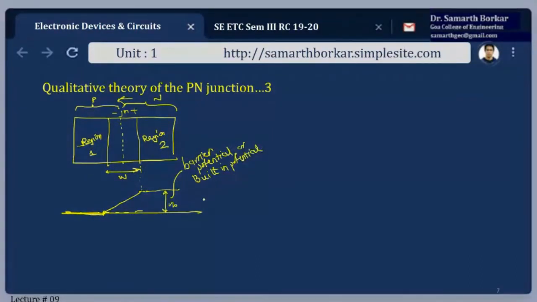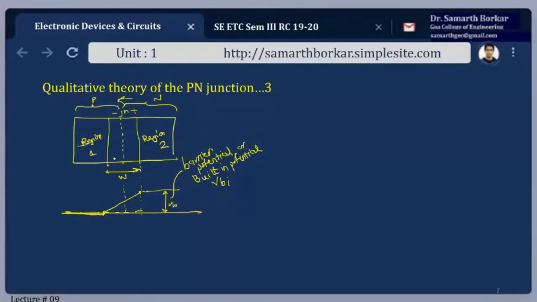Some textbooks use the notation VB. In some textbooks, you will find this as the notation for built-in potential. Now, what can we conclude from this graph? If a hole has to move from this direction towards region 2, it has to overcome this much of a voltage.